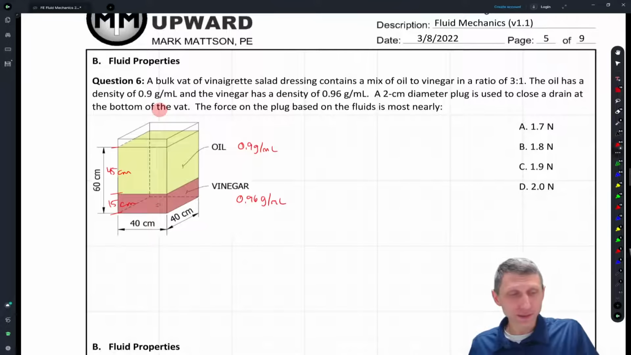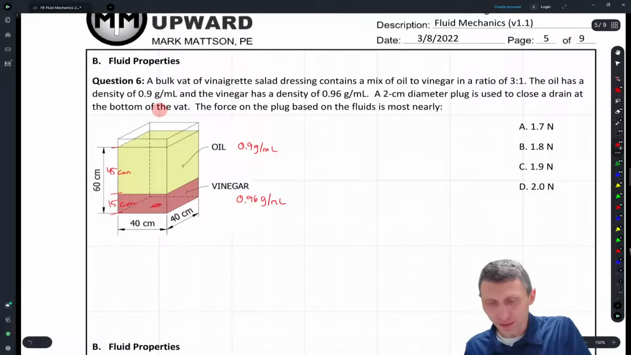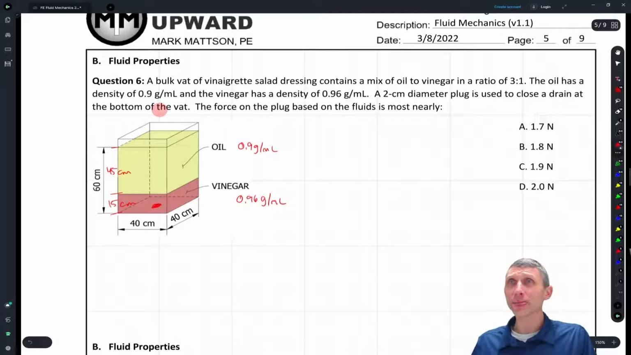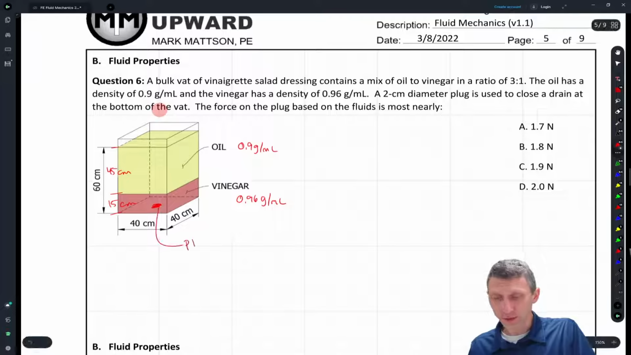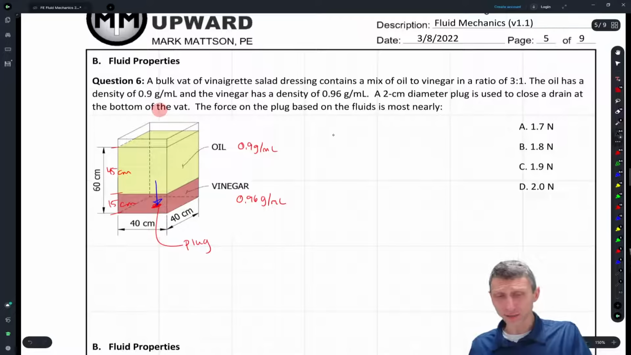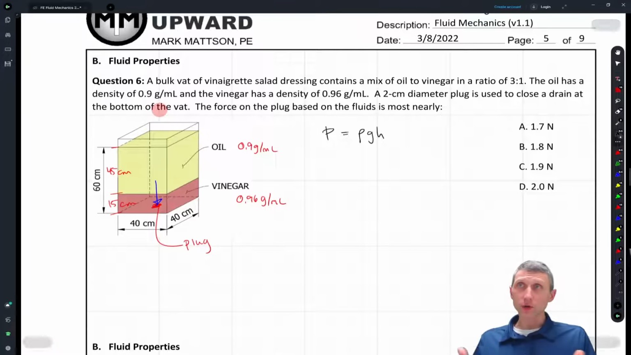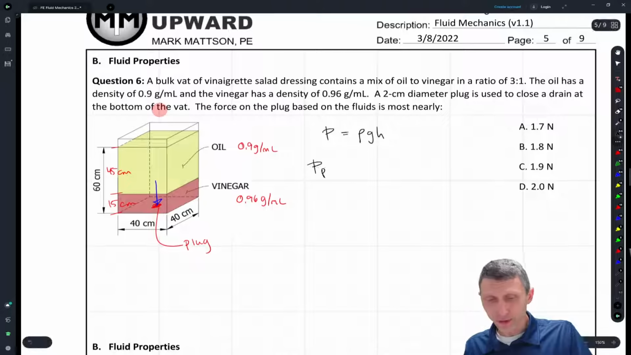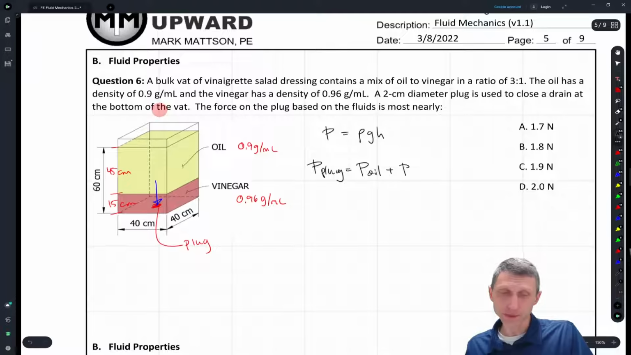We've got a 2 centimeter plug here at the bottom, right? So we got this plug at the bottom, and what we want to know is what force is on that plug. This is just a basic problem to get you in, again, with the idea of what pressure is. Pressure equals rho g h. Okay, so what's the pressure at the plug? It's going to equal the pressure from the oil plus the pressure from the vinegar.